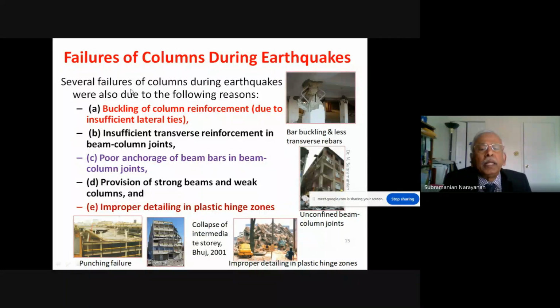And several failures of columns were also observed due to buckling of column reinforcement. This is an example. Due to insufficient lateral ties and insufficient transverse reinforcement in beam column joints, poor anchorage of beam bars in beam column joints, provision of strong beams and weak columns, and improper detailing in plastic hinge zones. There can also be punching failures, and some of these are complete collapse due to improper detailing in plastic hinge zones.